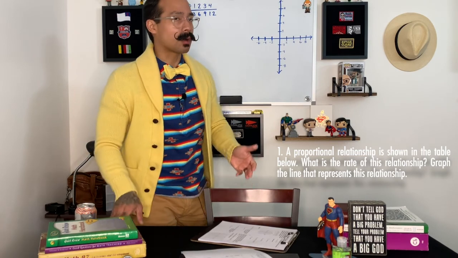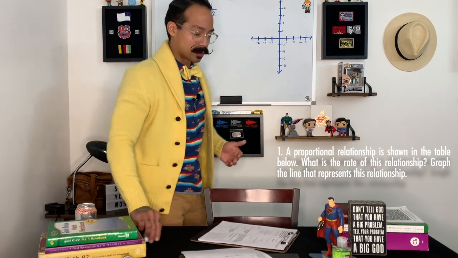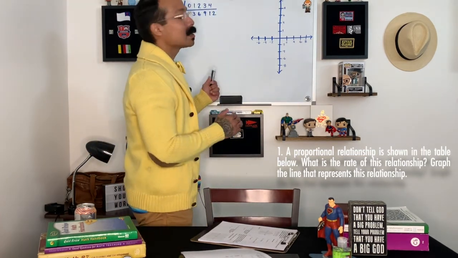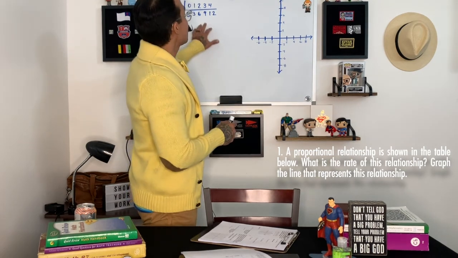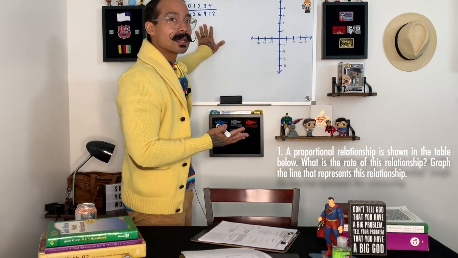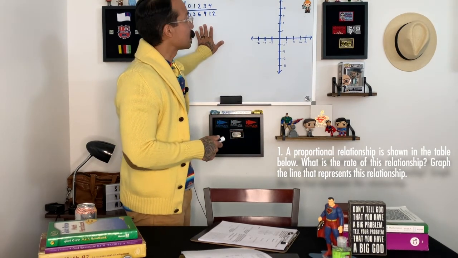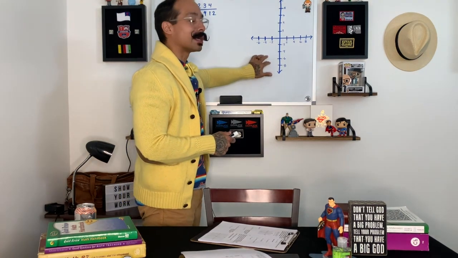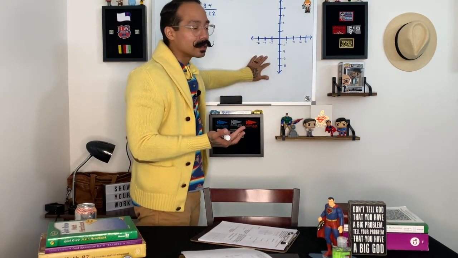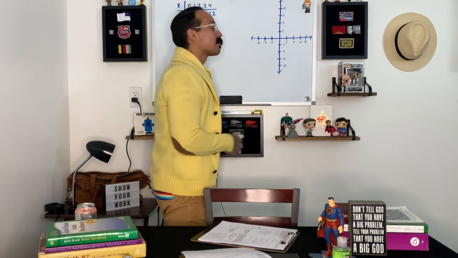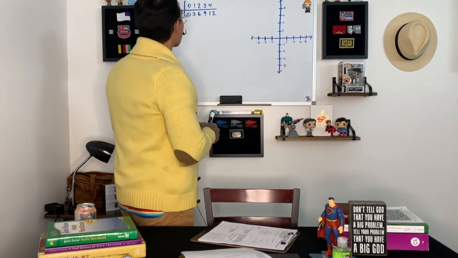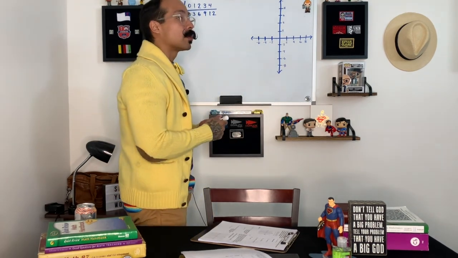Well, we already know a couple of things just by nature of this question. It tells us that if we look at this table, what about it does it say? It says it's a proportional relationship. So we know that we're going to eventually have to graph what kind of line? That's right, we're going to have to draw a straight line. We're asked then to find the rate.